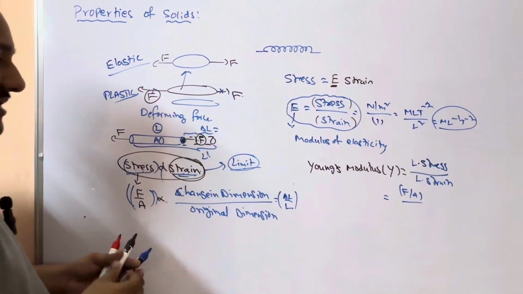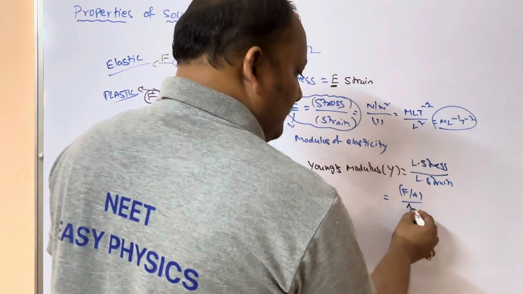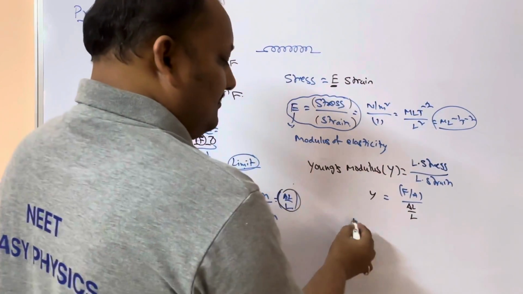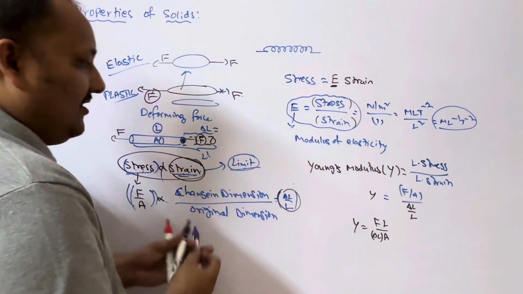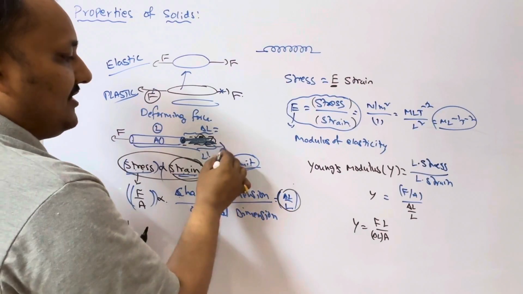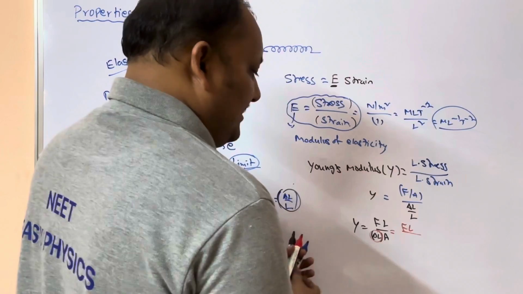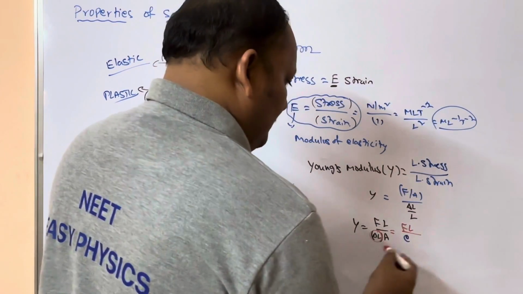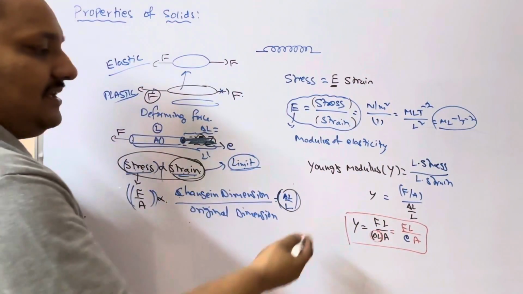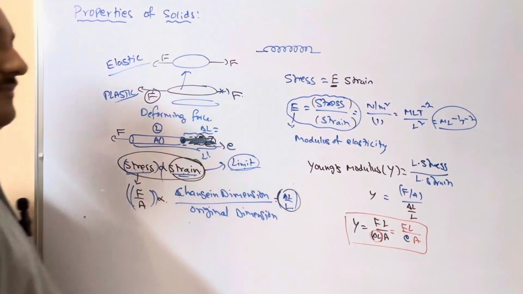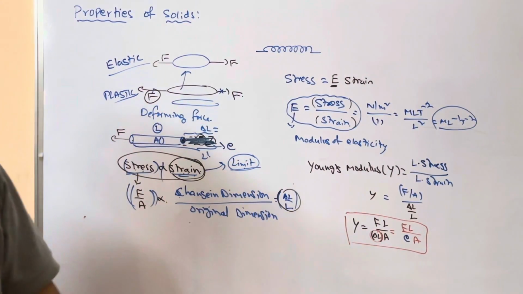Then what does longitudinal strain mean? Change in dimension by original dimension, delta L by L. So Y is equal to, and this one they will write as F L by delta L into A. This delta L we will call elongation E, so in place of delta L they will write E. So F L by E A is the Young's modulus equation. 90% they will ask problems from Young's modulus only. We will discuss this Young's modulus in different cases, how they are going to ask.